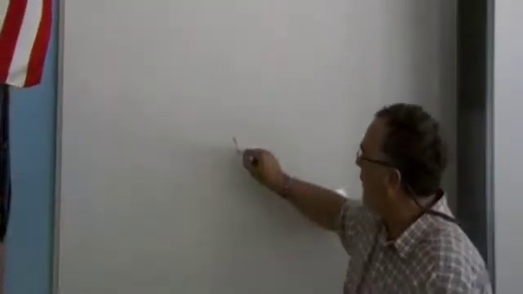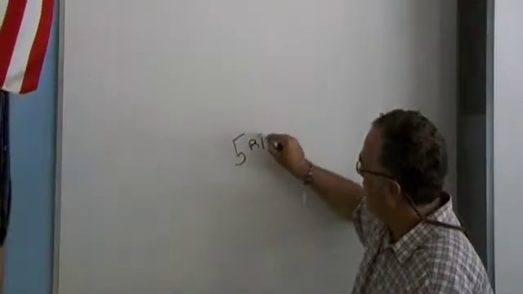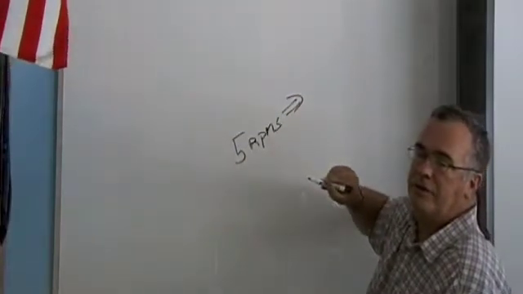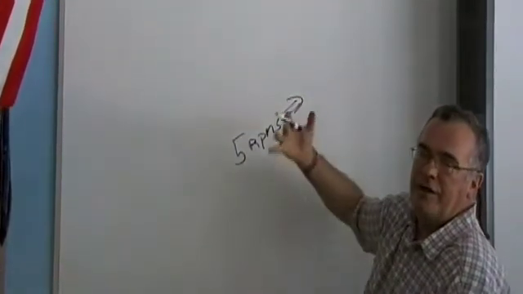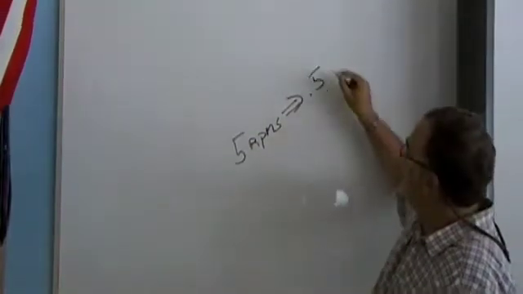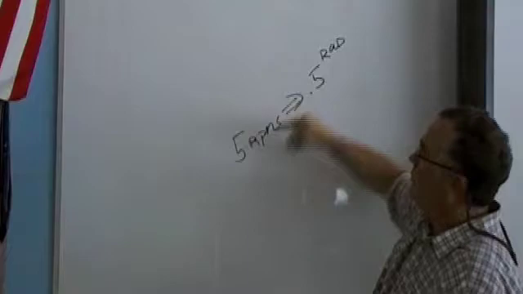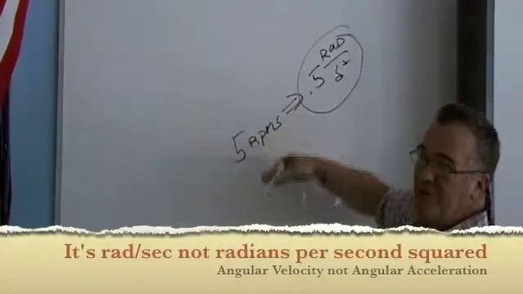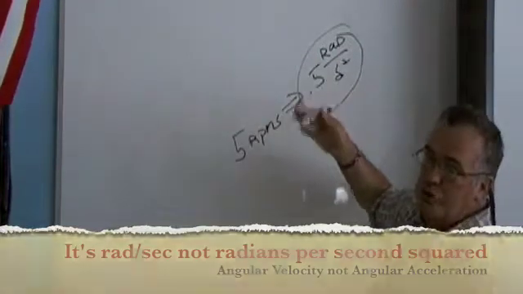A wheel rotates at a constant 5 RPMs. How can I quickly change that to radians per second? Times 2 pi over 60. So pi over 30, which is 0.1. So it's about 0.1 times 5, about 0.5 radians per second. If you do the math, you may come out to 0.52. Close enough.